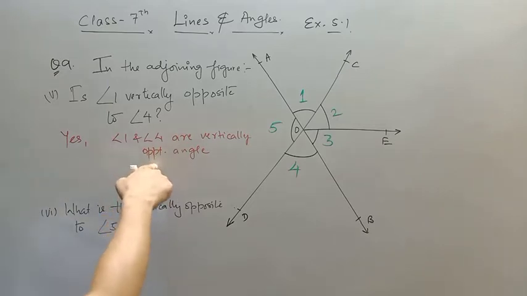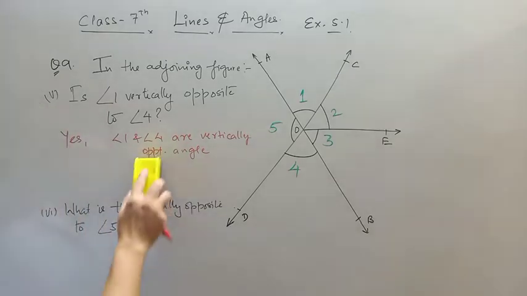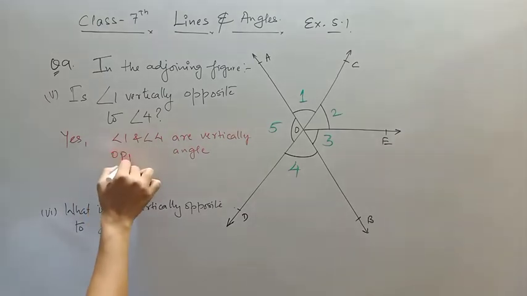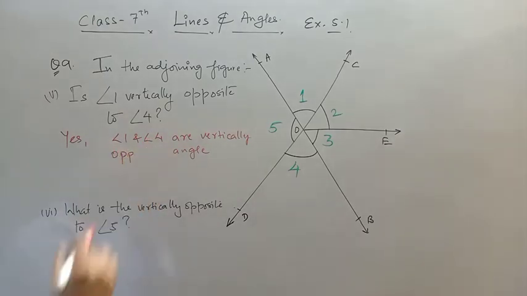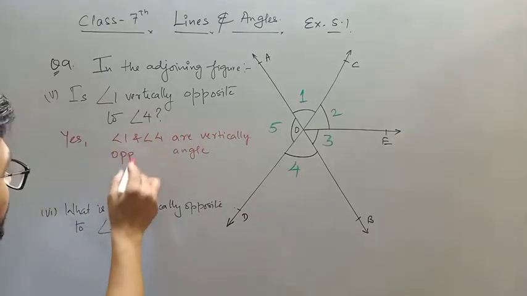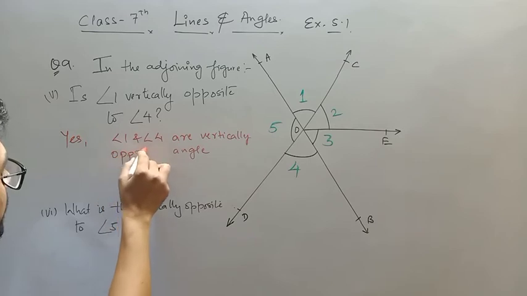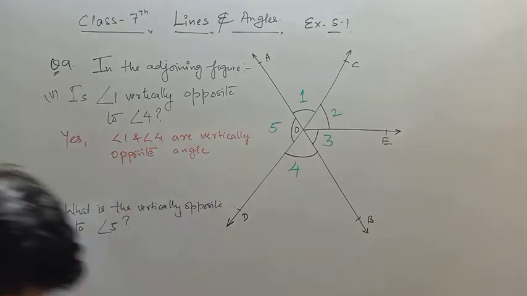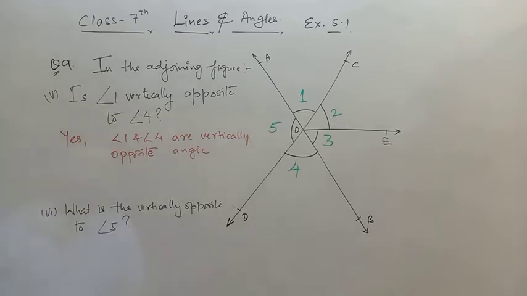OPPT is nothing but opposite. Okay, I'll write it completely, otherwise some of you will get confused about what sir has written. OPPT is opposite. So these are vertically opposite angles. So yes, angle 1 and angle 4 are vertically opposite angles.